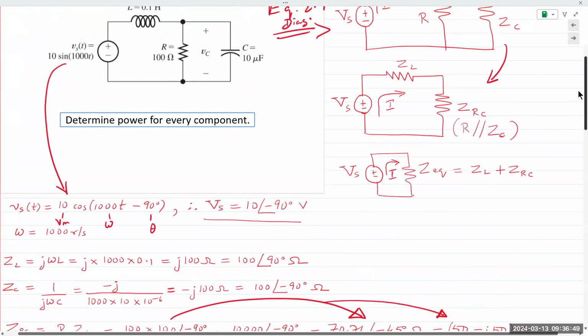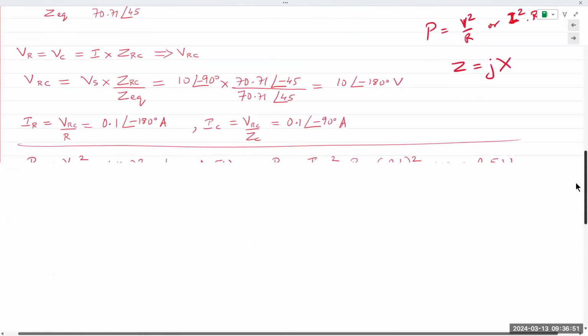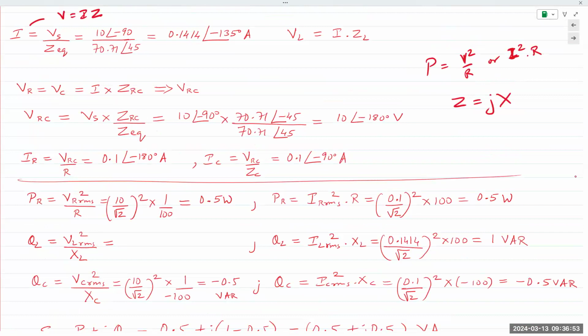Let's see, where was I? Okay, so we have four components, right? The source, the inductor, the resistor, and the capacitor. The source, VI. That's the only equation we can use, the product of the voltage and the current. Voltage for the source is given to us. We found the total current, so we can apply the VI equation and find the power for the source directly.